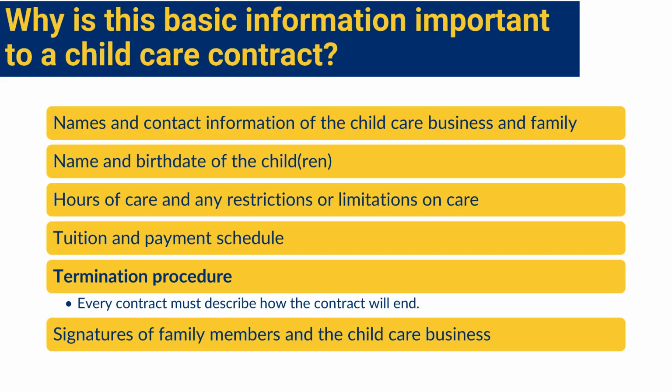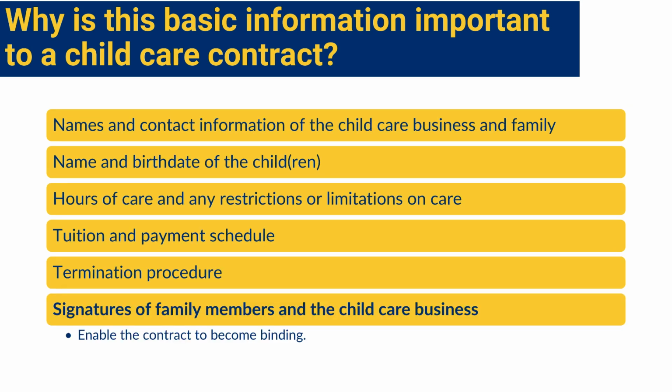Outline the termination procedure. Every contract must describe how the contract will end. The contract should explicitly state how the family should end the contract and describe how you will end the contract. Include language that you may end the contract at will, which allows you the flexibility to terminate the contract when or if you need to do so.